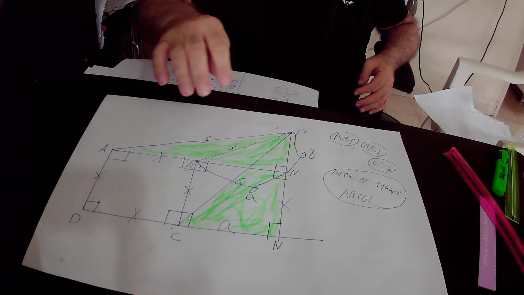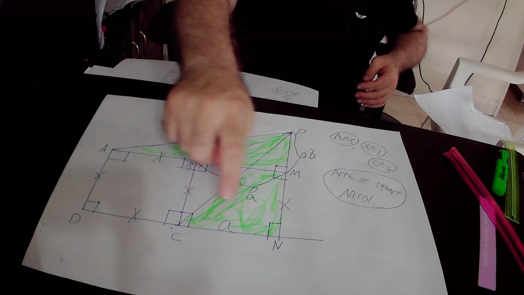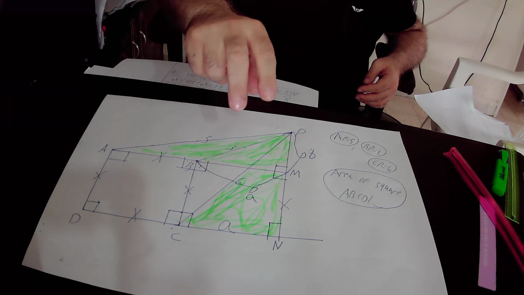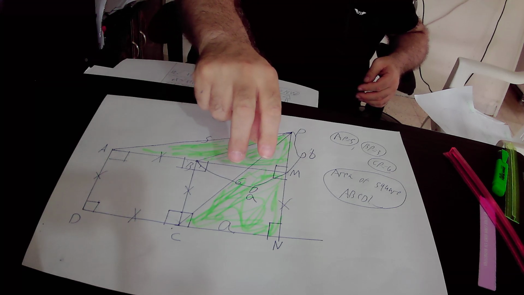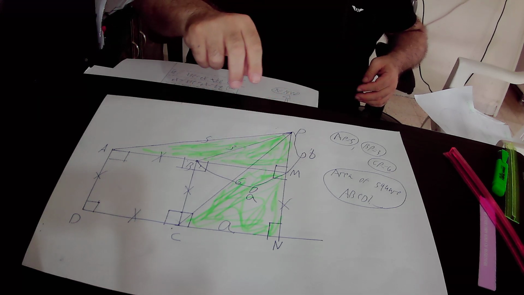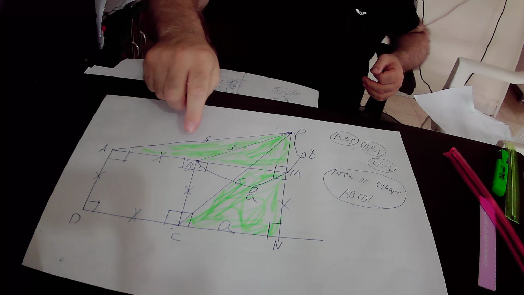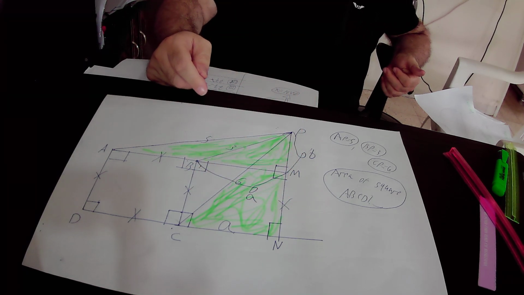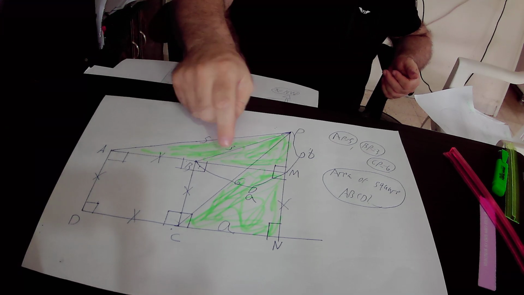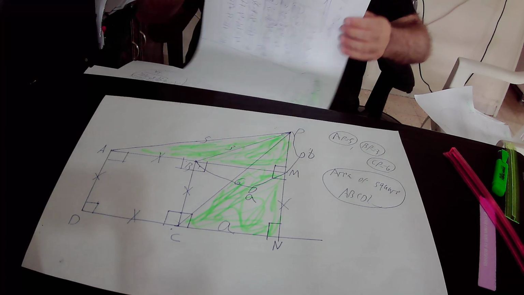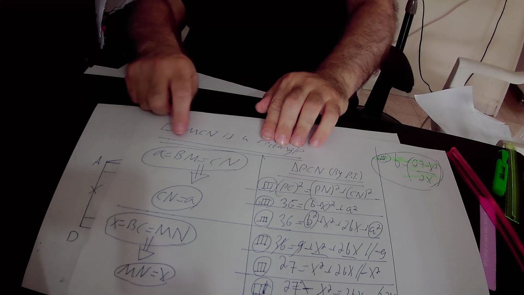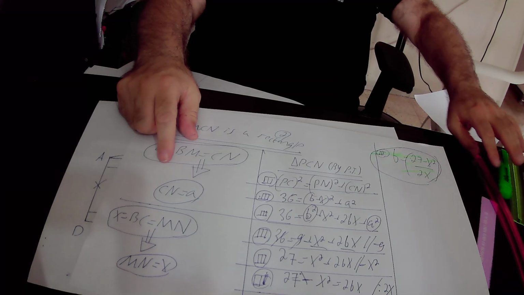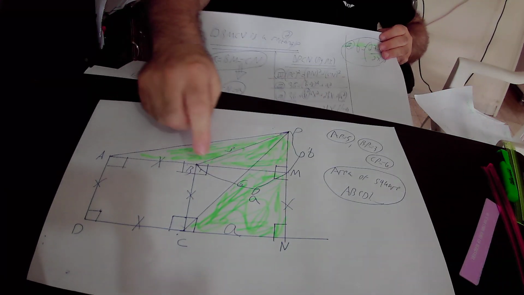We already found out that BMCN has 4 right angles, therefore BMCN is a rectangle. We know that the opposite sides of a rectangle are equal to each other, that is to say BM equals CN. But according to our definition, BM equals a. So from this equation, a equals BM equals CN, we derive that CN is also equal to a. Here, CN is also equal to a.